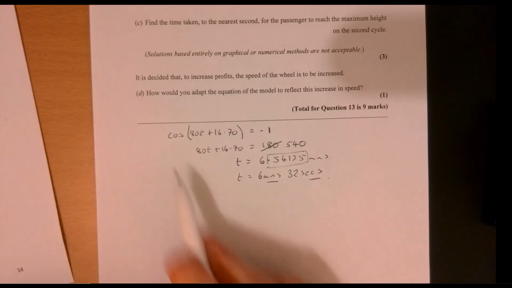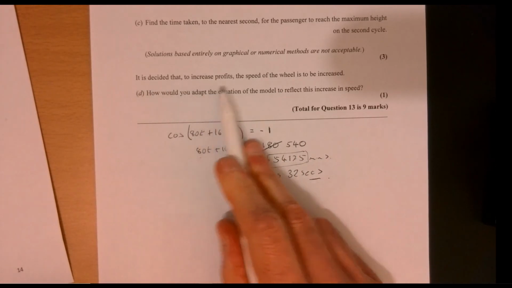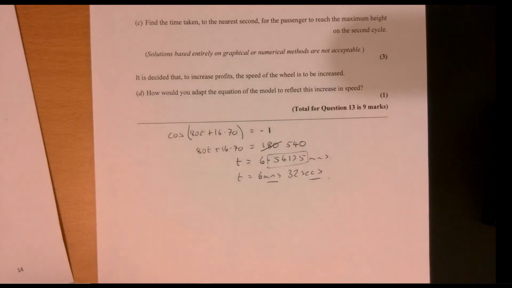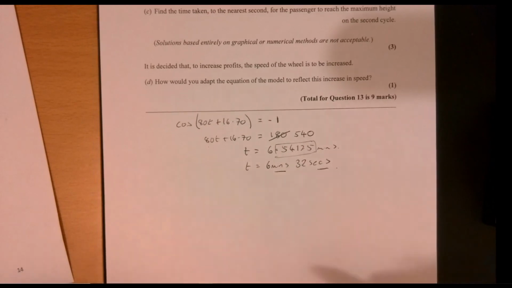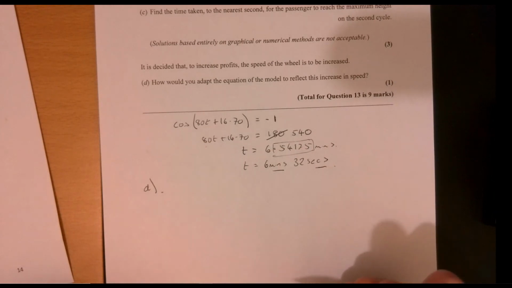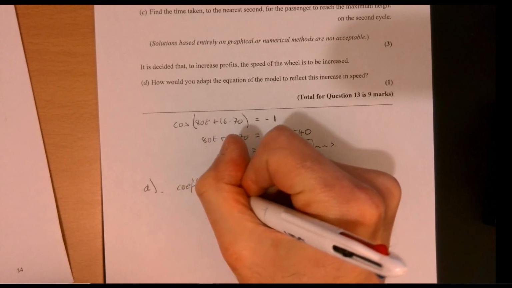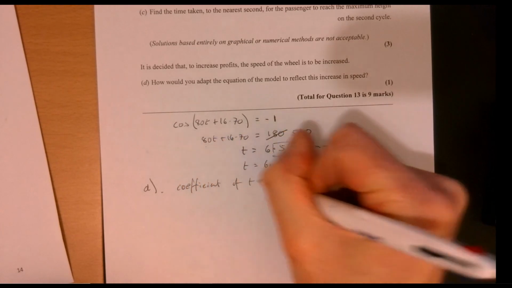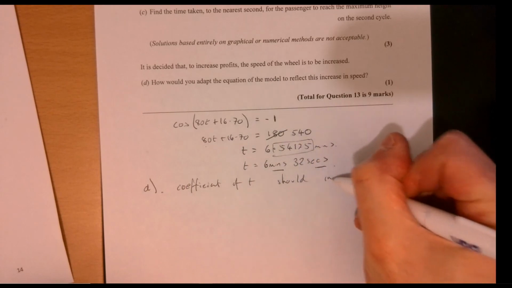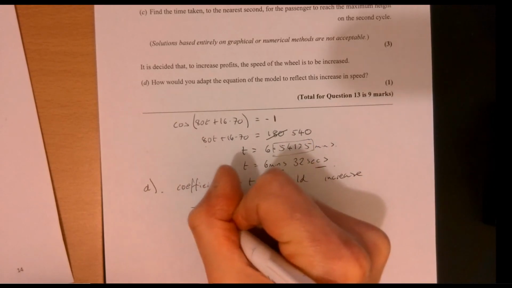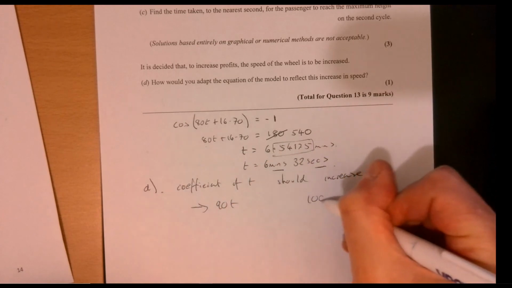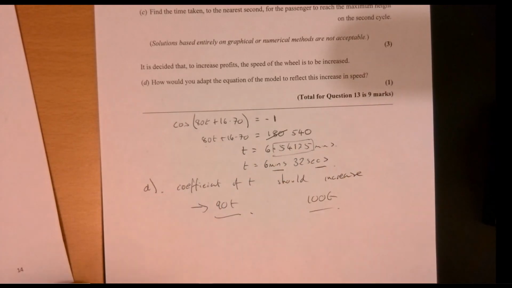And then the last bit of the question: to increase profits, the speed of the wheel is to be increased. Okay, so effectively it would all go by a bit quicker. So how's that going to affect our model? Well, basically, the number in front of t is going to change, isn't it? The coefficient of t should increase. So, for example, it might go to 90t, it might go to 100t, instead of 80t. And likewise, if you wanted to slow it down, then it would reduce that value.